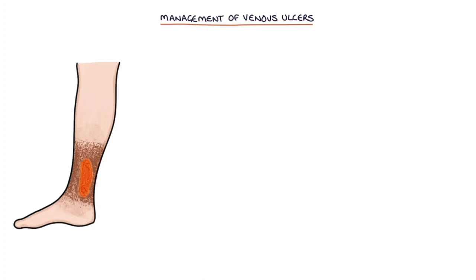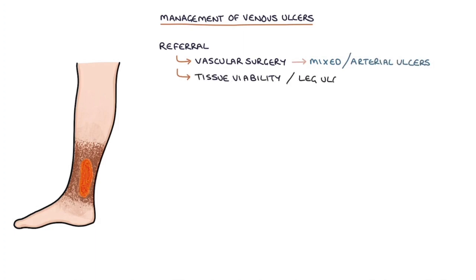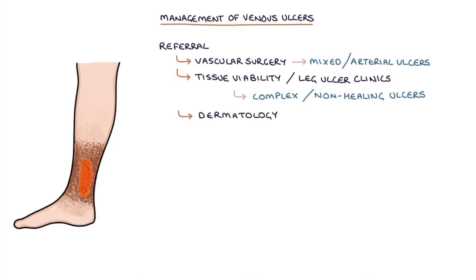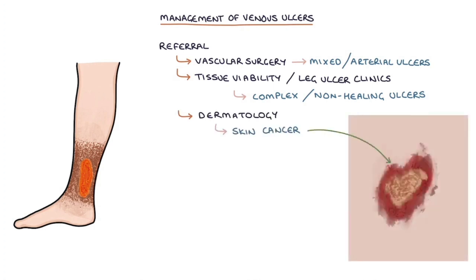Let's talk about the management of venous ulcers. The management here is based on the NICE clinical knowledge summaries last updated in January 2021. Patients with venous ulcers may require referral to vascular surgery where mixed or arterial ulcers are suspected, tissue viability or specialist leg ulcer clinics in complex or non-healing ulcers, dermatology where an alternative diagnosis is suspected, such as skin cancer, pain clinics if the pain is difficult to manage, and a diabetic ulcer service if the patient has a diabetic ulcer.